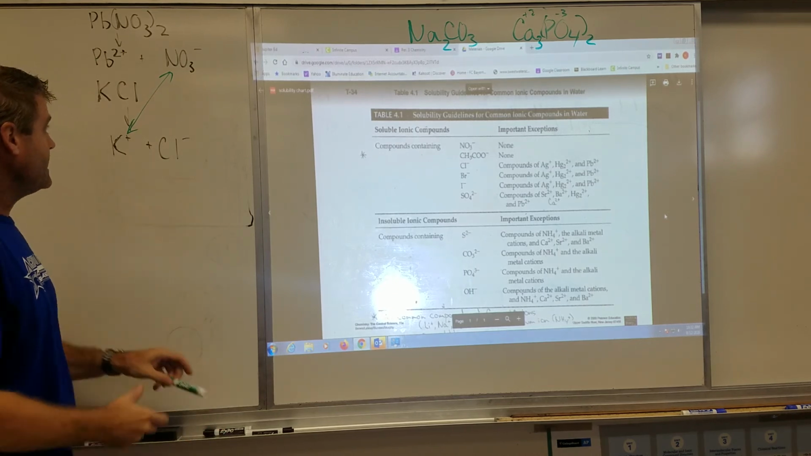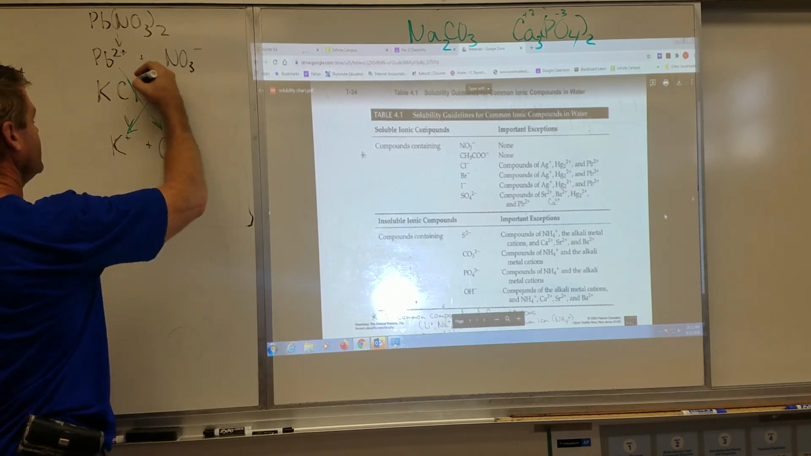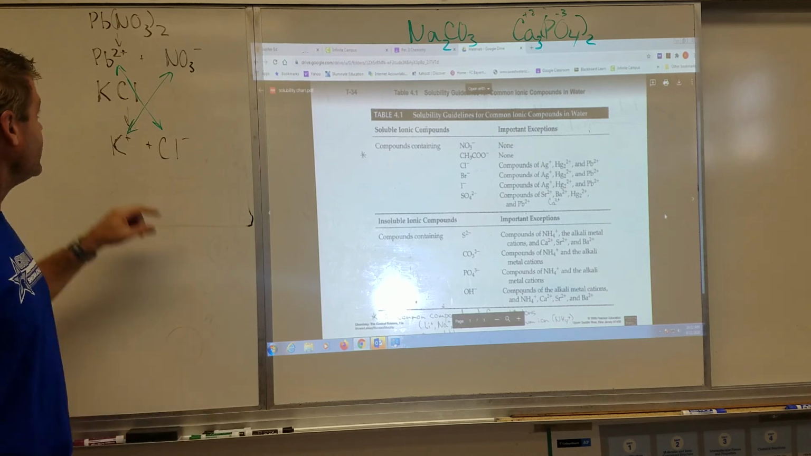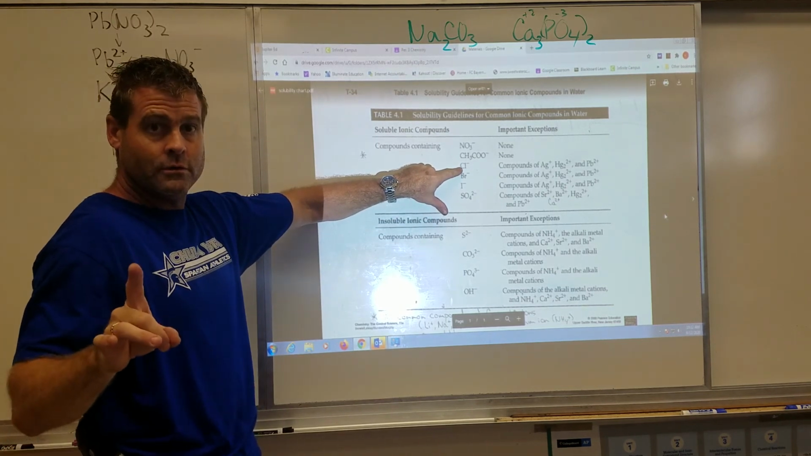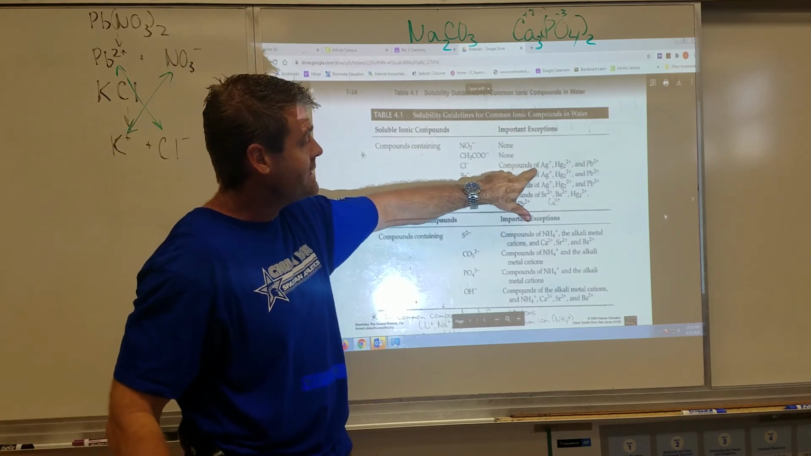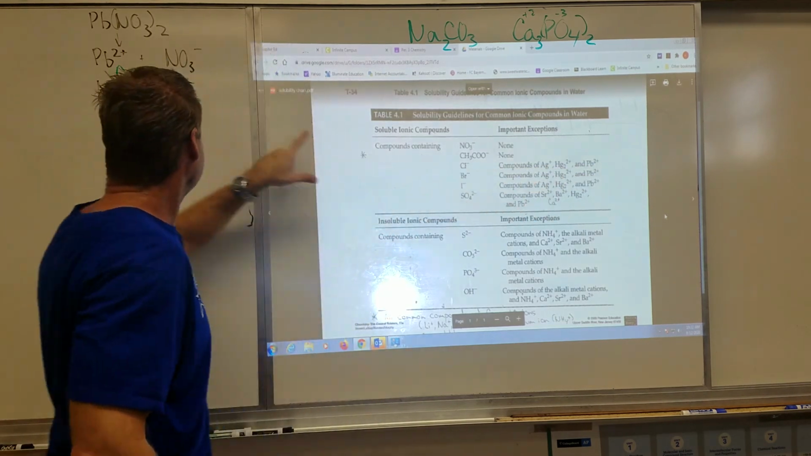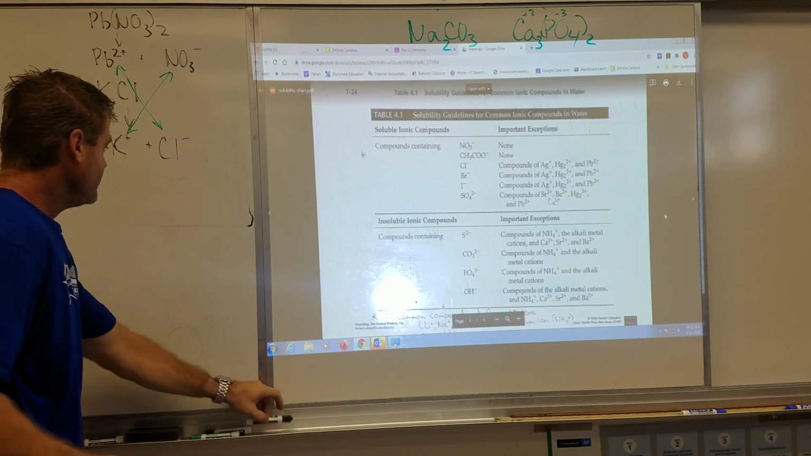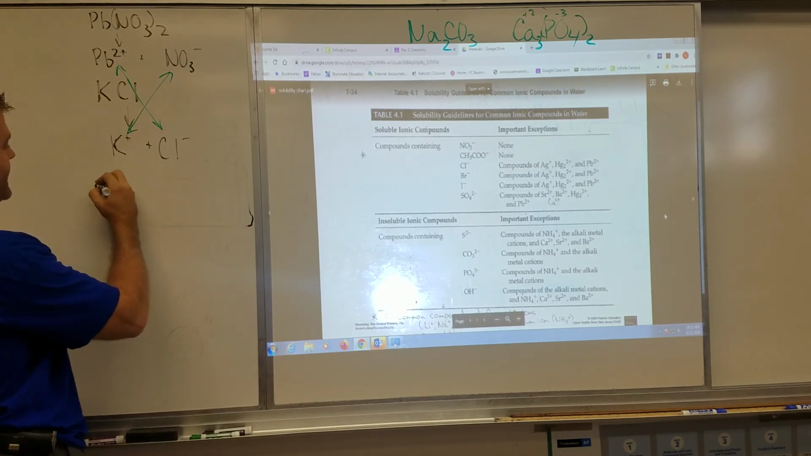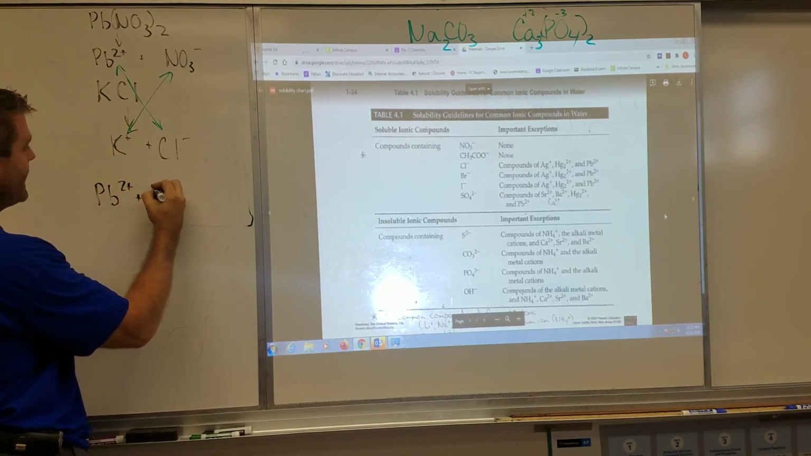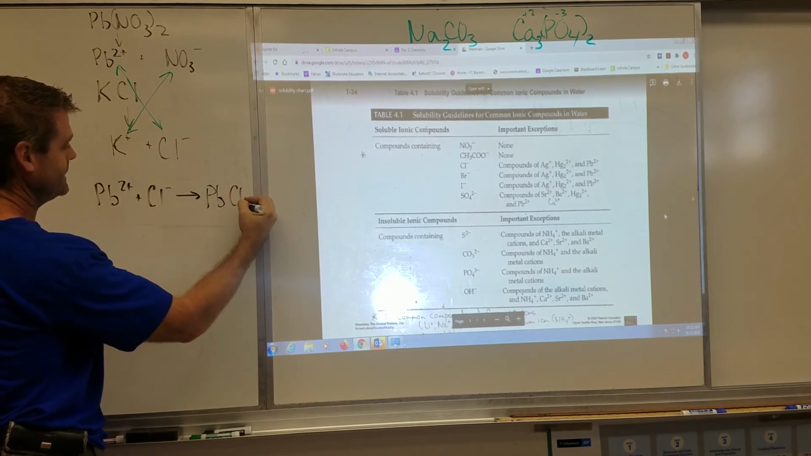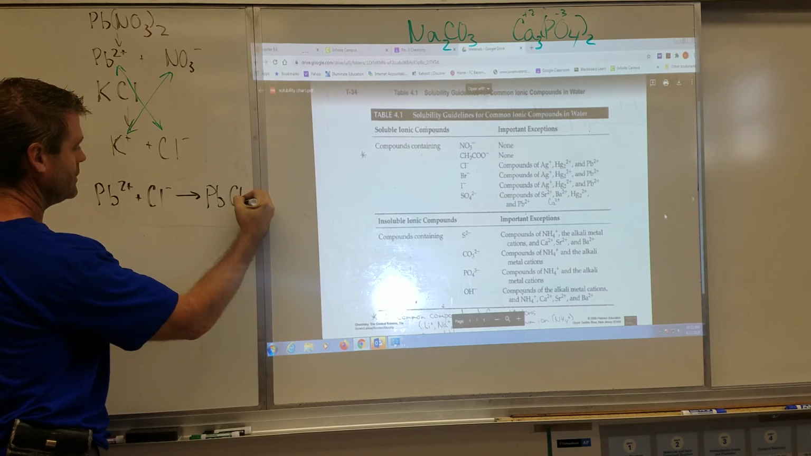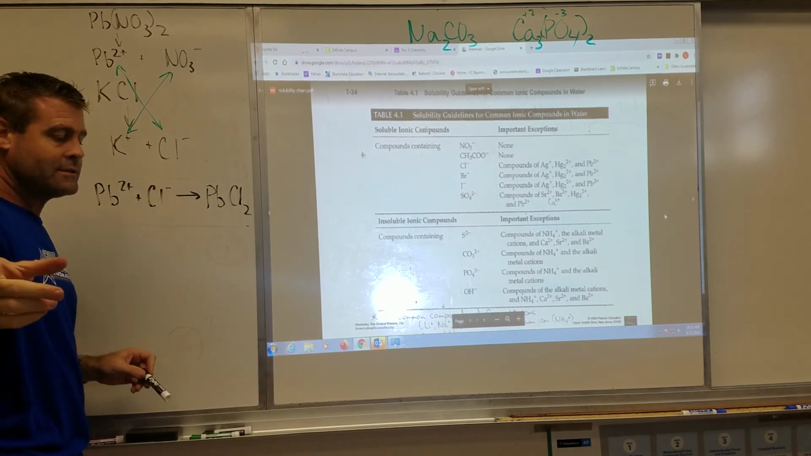Well, now let's think about this. Could this possibly combine, lead ions with chloride ions? So I look at chlorides. Chlorides are normally soluble. However, what's a notable exception? If it's bound to a lead ion. So what's happening is the lead ions are combining with the chloride ions and forming what? You guessed it, lead chloride. And that's what we see.